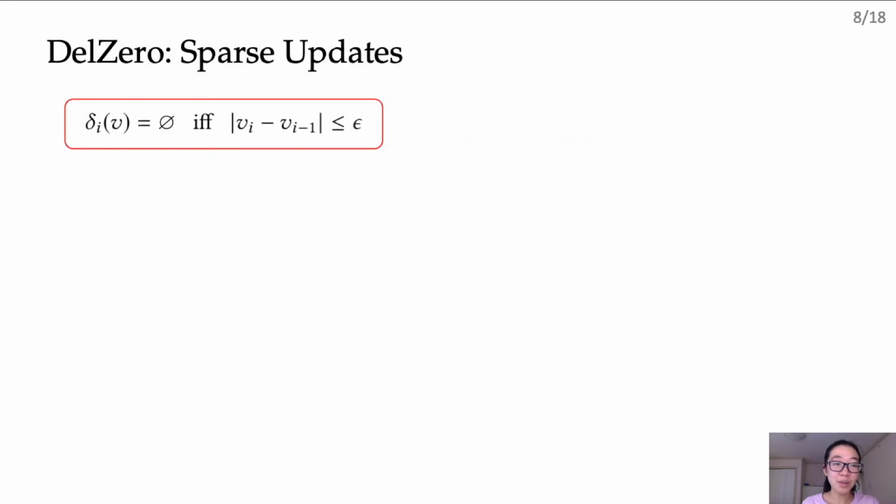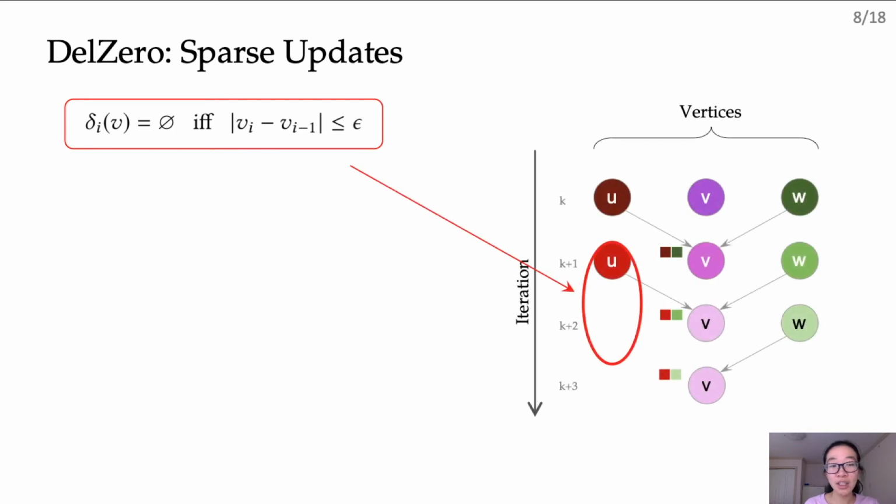We first define sparse updates, which we call Delzero. Delzero is defined as the delta between a vertex's value across consecutive iterations. Basically, if the change in value, or delta, is less than the algorithm's applied epsilon, then that change is a Delzero. In our previous example, we can see that vertex u in iteration k plus 2 does not have a new value, so the delta for vertex u is a Delzero because there is no change, and hence, u does not need to push any value to v.